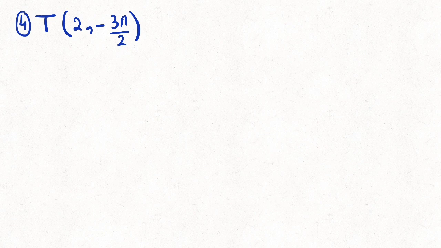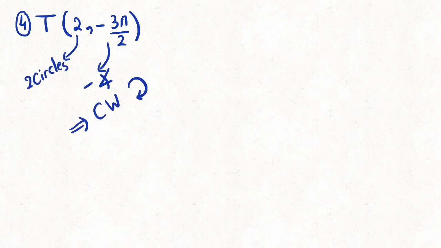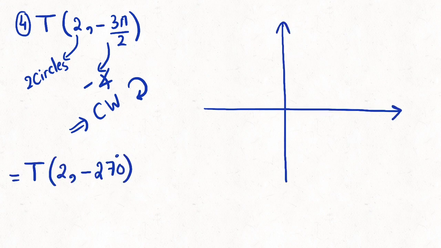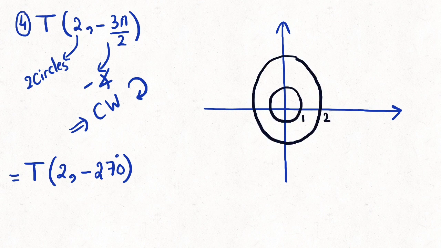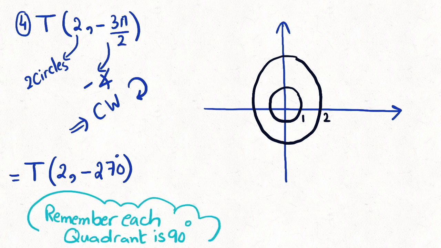Now to graph the following point, we have two circles and the angle is negative. First of all, you start by graphing two circles. Now the angle is negative, thus you will graph it clockwise. The angle is -270 degrees, and you remind yourself each quadrant consists of 90 degrees. Thus you count up to -270, just follow the steps.